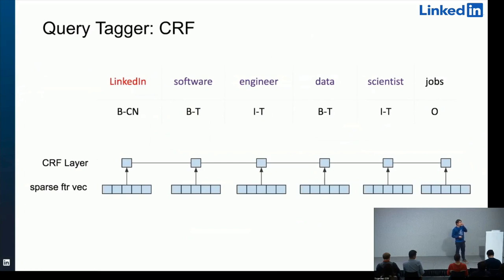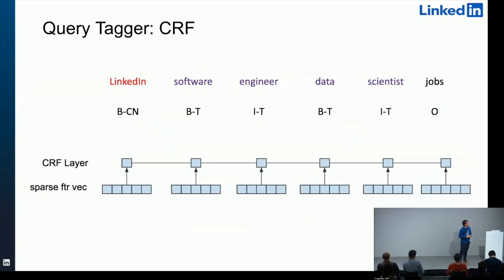So one problem with the logistic regression is that the query is actually sequential. So you are sequentially predicting the tag for each word, but you are not using the information of the previous prediction and the next prediction. For example, for the word jobs, if the previous word is predicted as a title word, then most likely the jobs is not going to be last name.